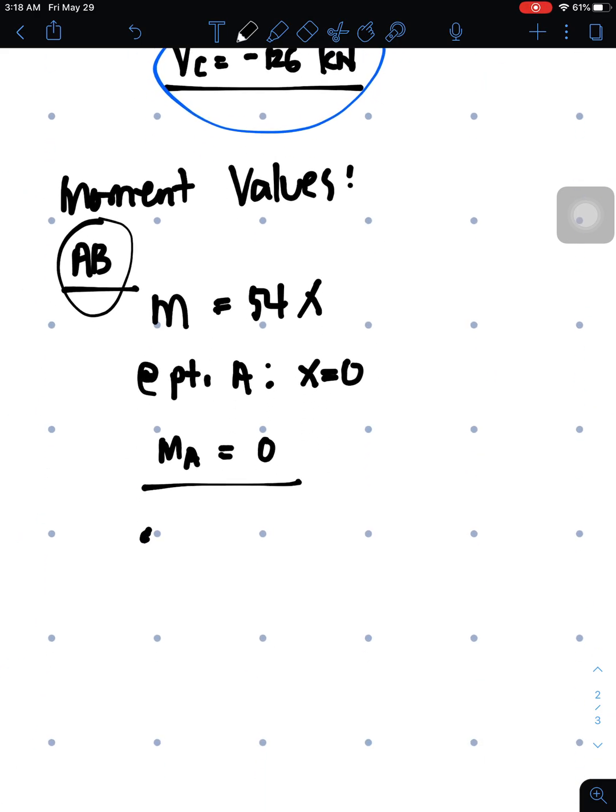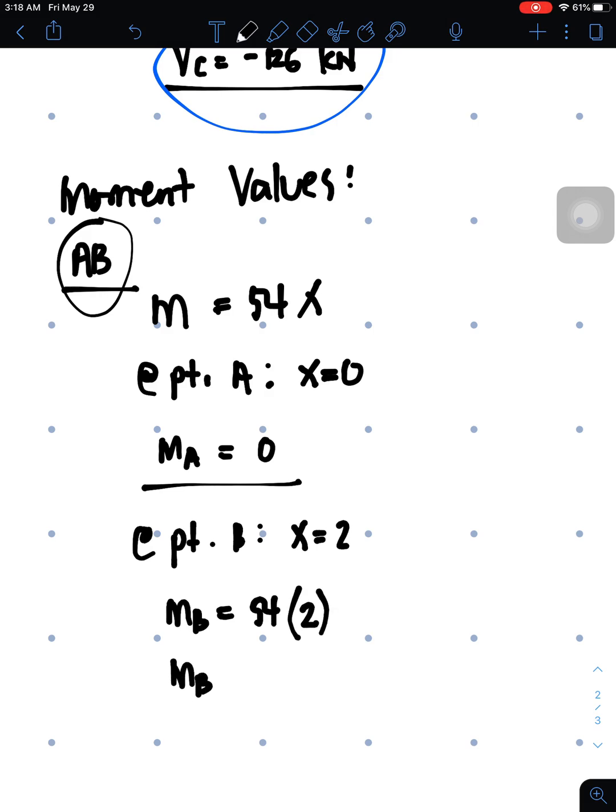Next, at point B, x is equal to 2 meters. So this is MB, and that's 54 times x nga 2. So MB is 108 kilonewtons meter. That's our moment B.